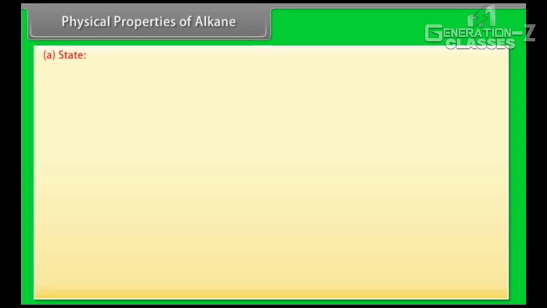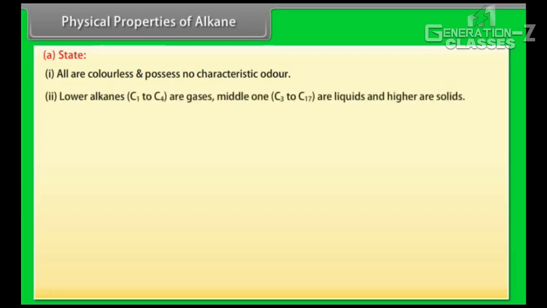Physical properties of alkanes. State. Number 1. All are colorless and possess no characteristic odor. Number 2. Lower alkanes, C1 to C4, are gases. Middle ones, C5 to C17, are liquids, and higher ones are solids.